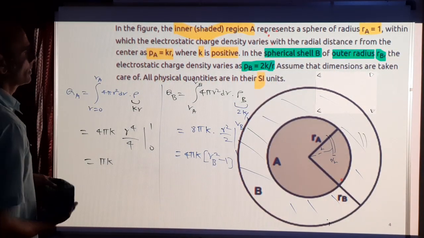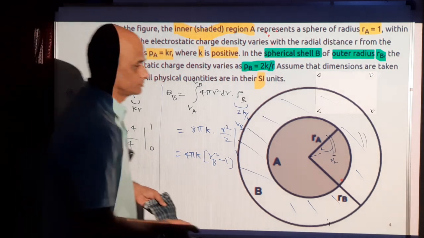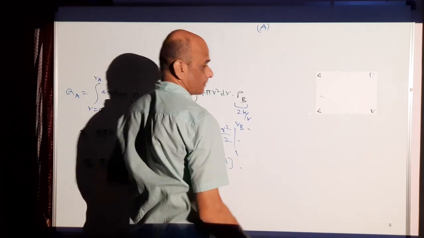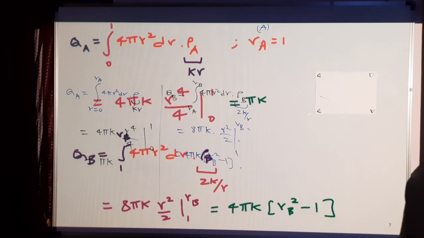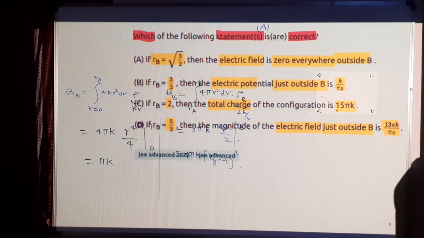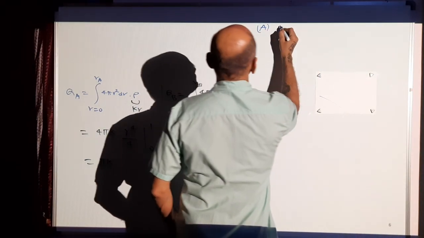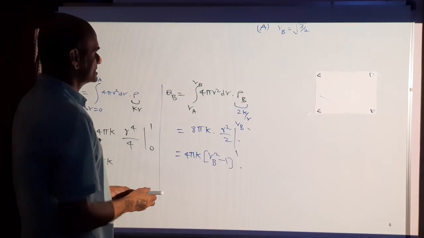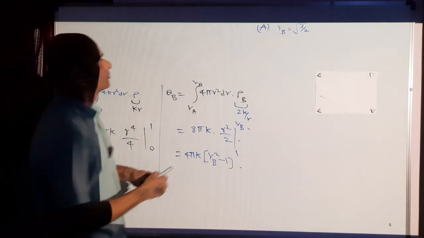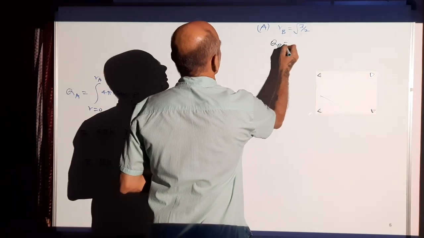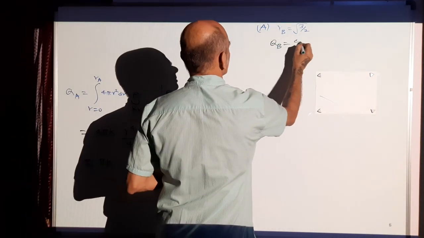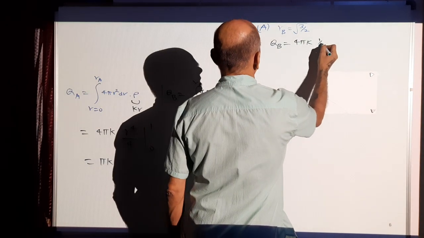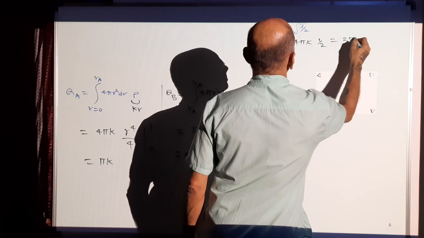So now we have to check the options. Option A, Rb equal to root 3 by 2. So in that case, the charge inside the shell B, QB, is 4 pi K into Rb square, which is 3 by 2, minus 1, that will be half. So this is equal to 2 pi K.